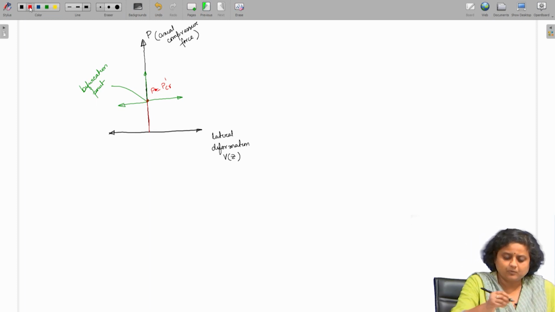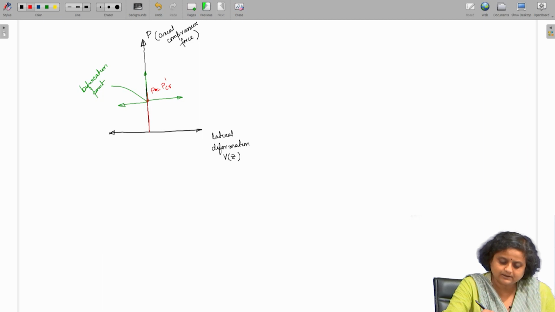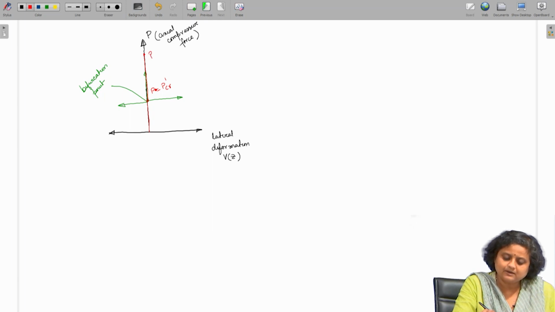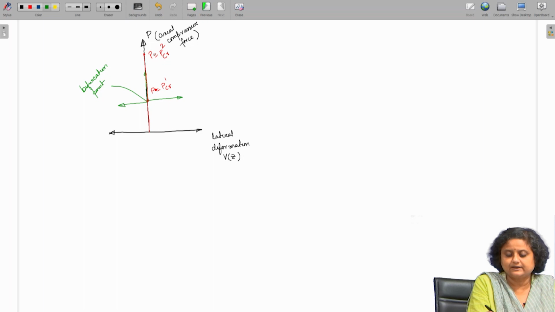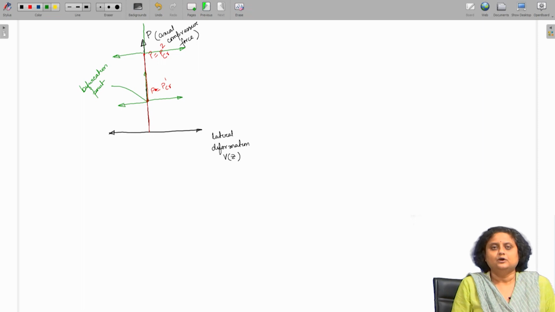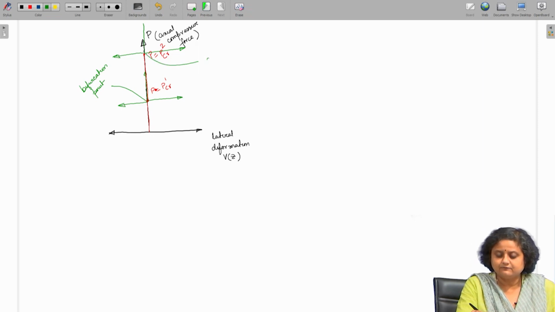Now, from this point, if we keep on increasing the load, we will reach another point which is equal to the second critical load, P critical 2. Here again three things can happen. The column can deform in the right direction, the column can deform in the left direction, or the column may not deform at all. So, this is the second bifurcation point.